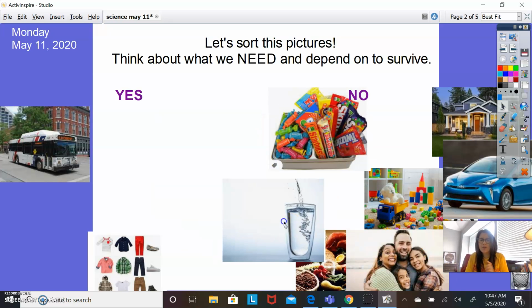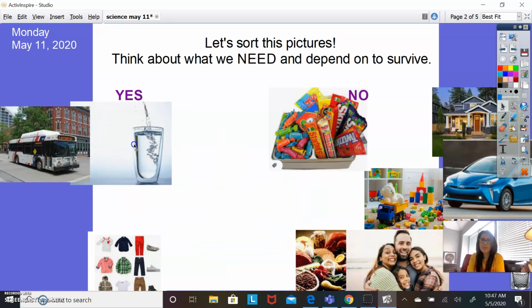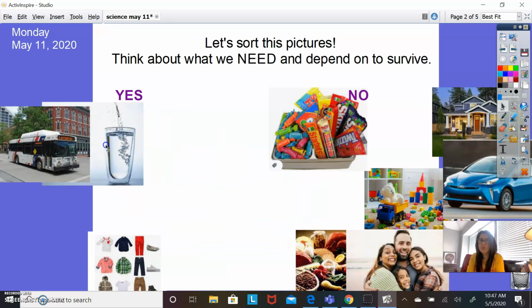Okay, what about water? Think about our book and our chart. Do we need water to survive? We sure do, don't we? We need water not just to drink, but we use water to do many things in our homes, to bake, to cook, to clean. So I would say yes to that, right?